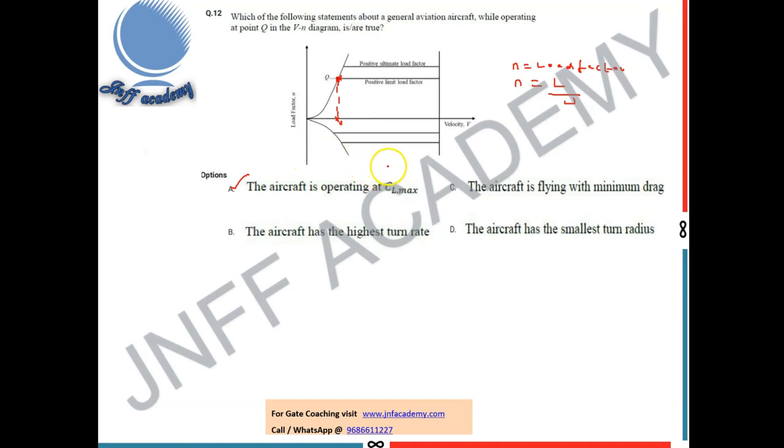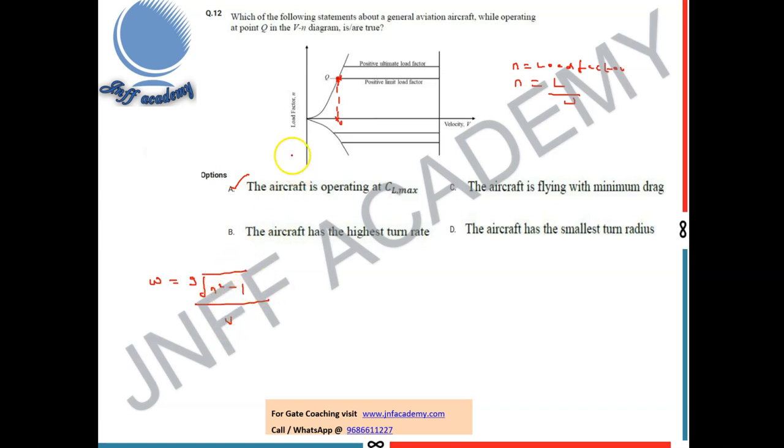Now coming to the second statement, the aircraft has the highest turn rate. What do you mean by that? How fast or how quickly the aircraft can take a turn. That's called turn rate. The formula for turn rate is denoted as omega, which is equal to g into root of n square minus 1 divided by V. This is what we have derived in the class.